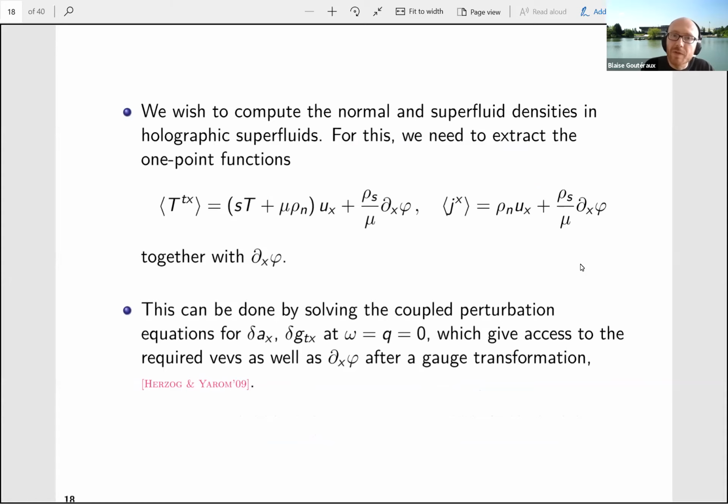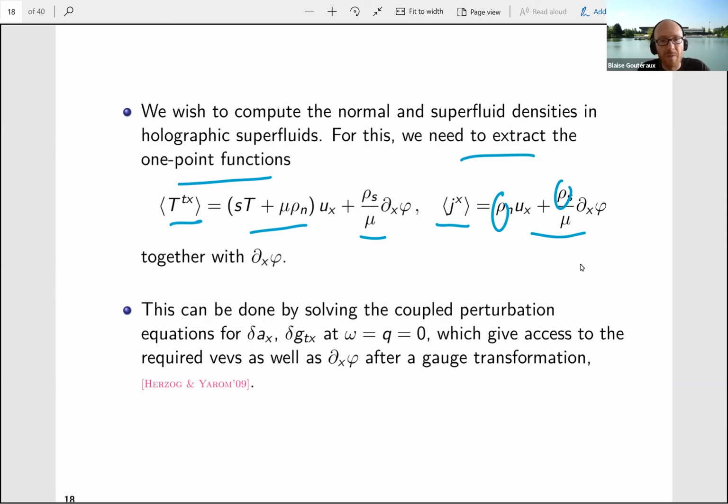Now, what we wish to do is to compute the normal and superfluid densities in these holographic superfluids. For this, if you remember what I was showing you at the beginning of the talk from superfluid hydrodynamics, what we need to do is to extract the one-point function. In particular, we will be interested in the Tx component of the stress energy tensor and the X component of the current, which I wrote here, just to remind you what they are. And so from the knowledge of these one-point functions, we'll be able to extract rho and rho s, which is what we're interested in.